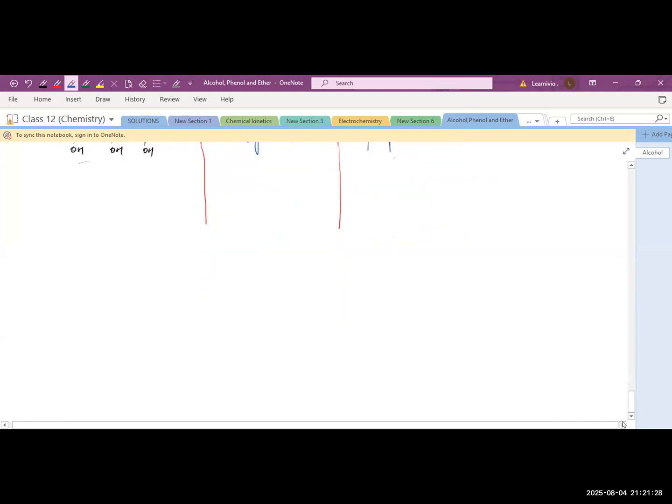So let's see how to name the cyclic type of structure. If a cyclic aliphatic type of alkyl group is given, then how to name that? So, write down the cyclic alcohol. Basically, cyclic alcohols are named using the prefix cyclo. We use the word cyclo as a prefix, and consider the carbon to which the hydroxyl group is attached as carbon 1 always. You have to start the numbering from there.